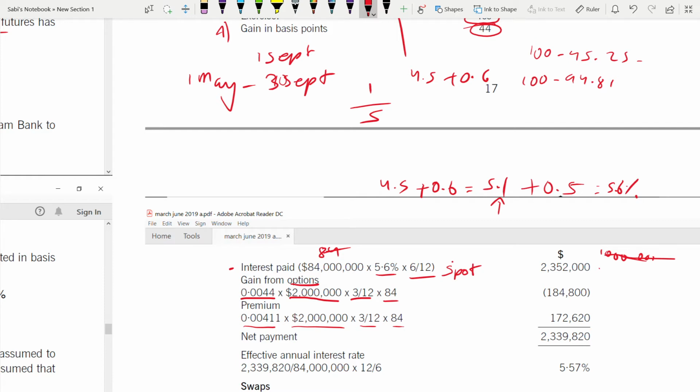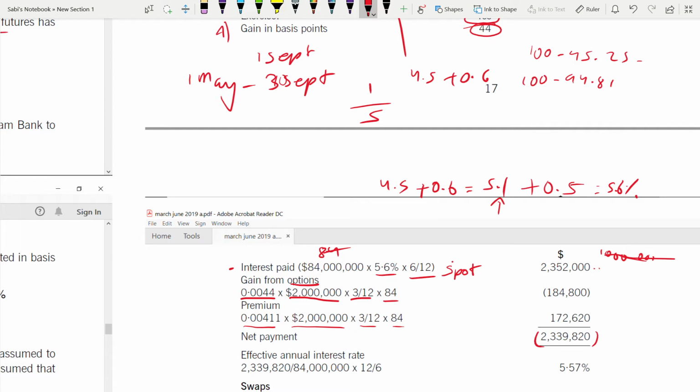But when you're keeping your interest paid as a positive number, your gain you have to deduct. Because of your gain, the amount of interest you have to pay will go down. That's why it is deducted. And your premium you have to add because that is also a payment. That also you have to pay. So your net payment is this. This will be in brackets. Okay, this is your net payment.